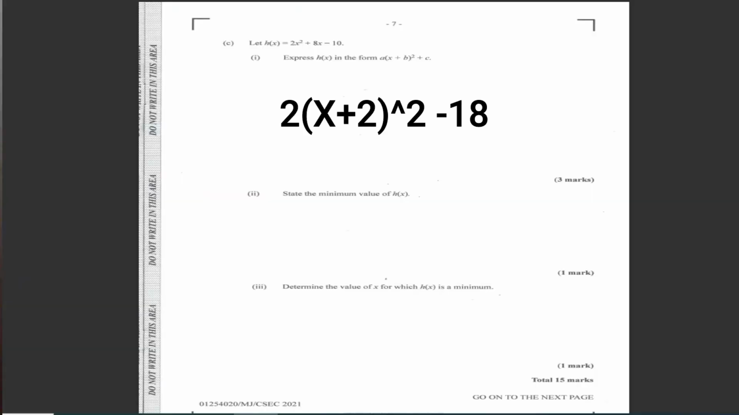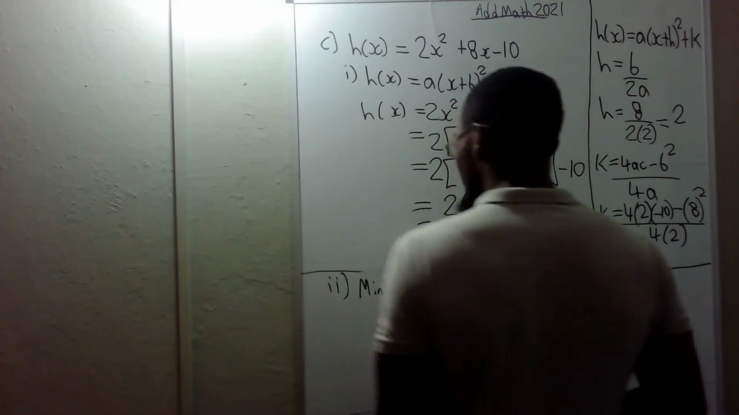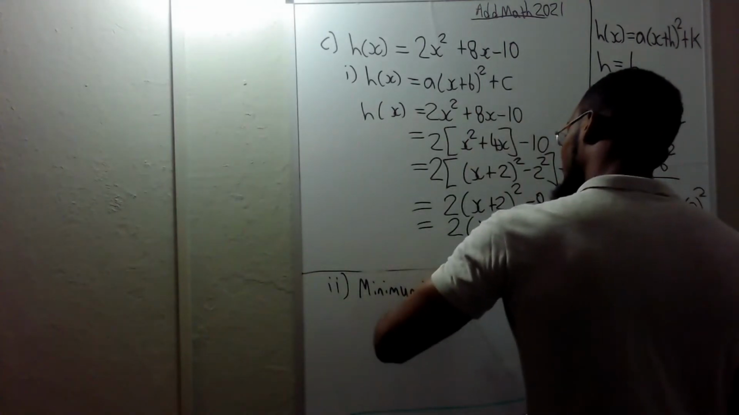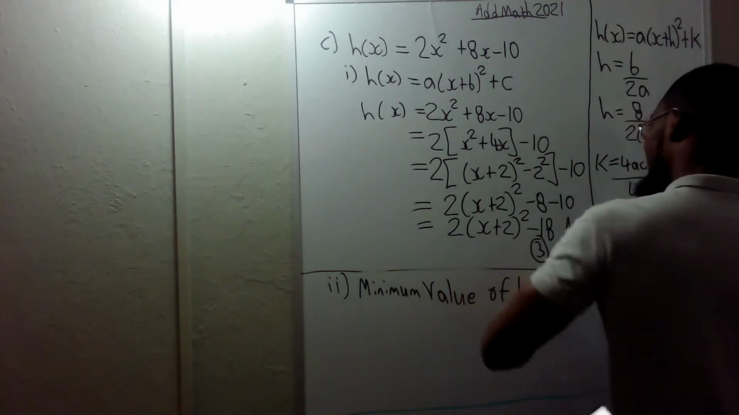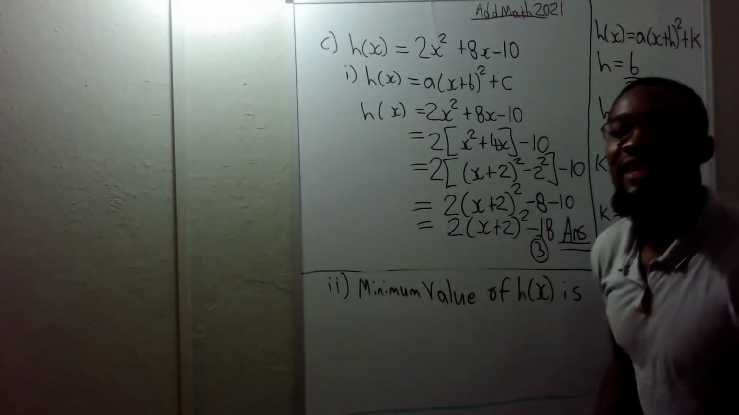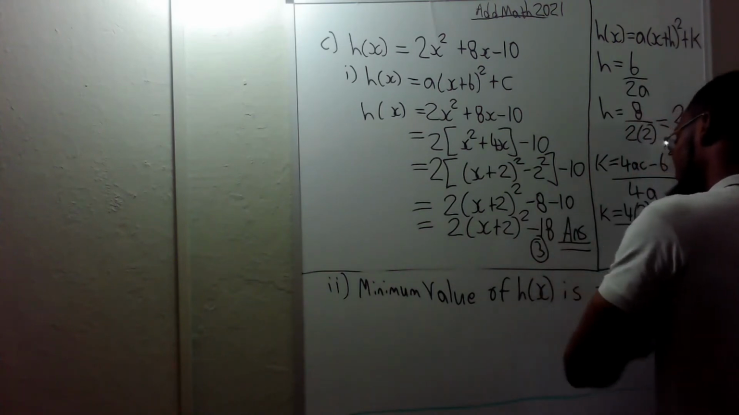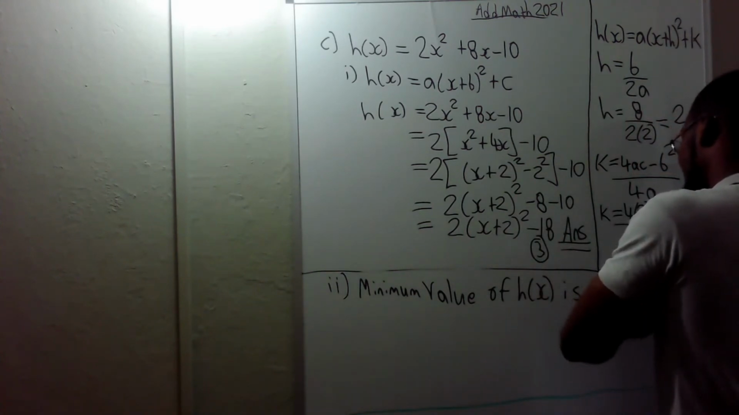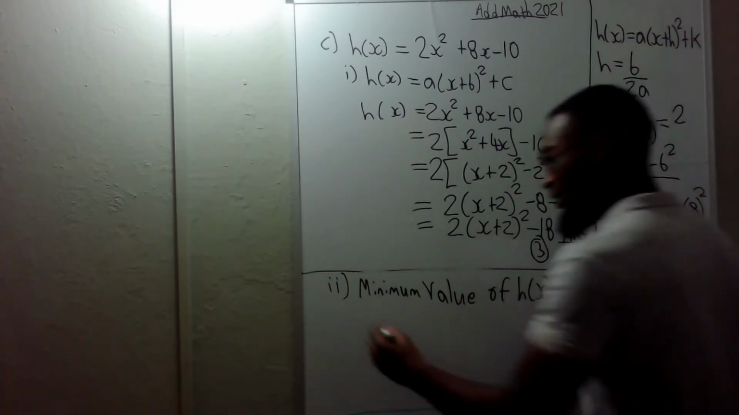Alright guys, the next part says, state the minimum value of h of x. So part 2, the minimum value of h of x is, guys, the minimum value is always k. So the minimum value is negative 18. That's the minimum value, negative 18. Nice.